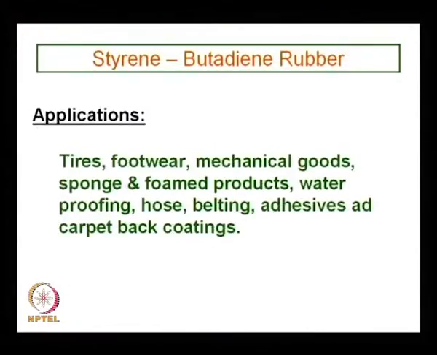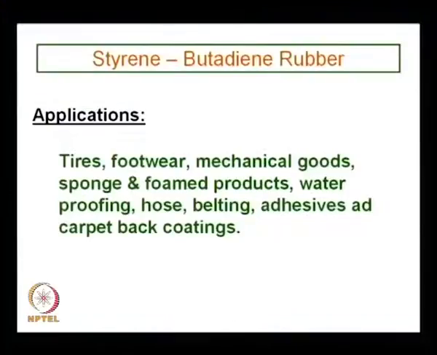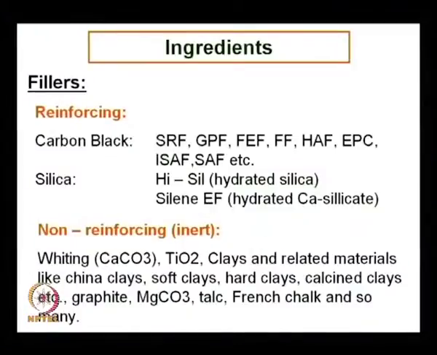Styrene butadiene rubber applications: tires, footwear, mechanical goods, sponge, foamed items, waterproofing items, hose, belting, adhesives, carpet backing coatings, sometimes sealants, sometimes rubber coated fabrics, all these many. So, that means a large number of products can be fabricated from synthetic rubbers as well as from natural rubber.